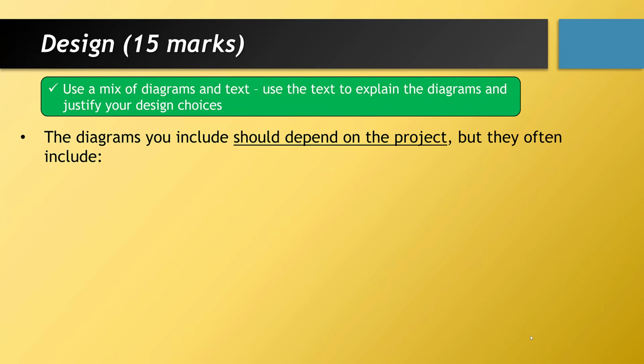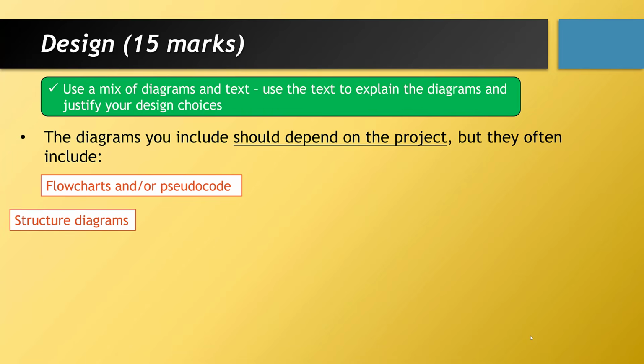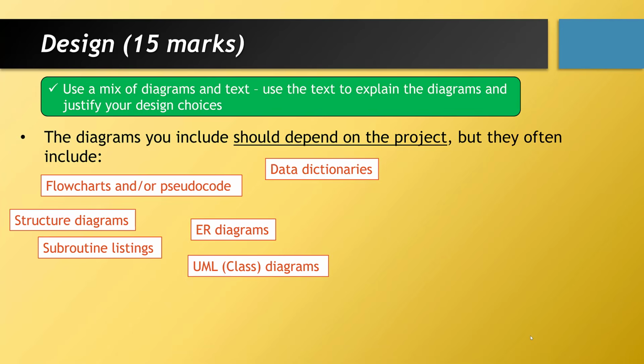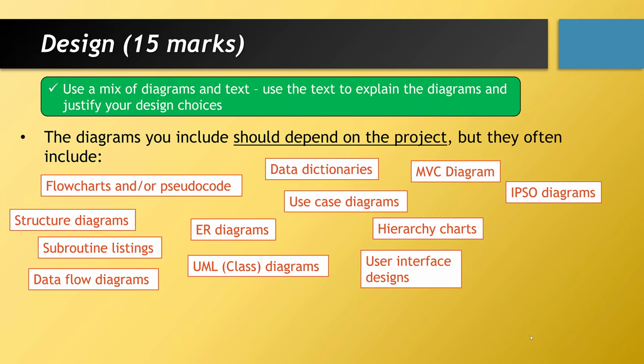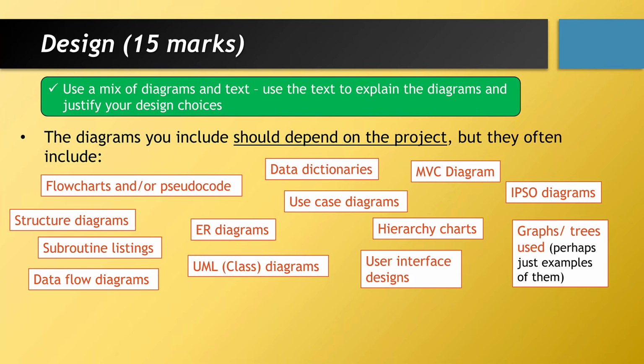Now, the actual diagrams, some of which I just mentioned, will depend very much on your project. The ones I've often seen are things like flowcharts and pseudocode. Really, you should have some pseudocode. Structure diagrams are pretty popular for that first decomposition. Subroutine listings, where you've got a table saying what subroutines you've got and parameters, return values, and so on and so on. Now, a lot of these you might have to Google to understand. Some you might know. And like I say, some are not relevant to your project.